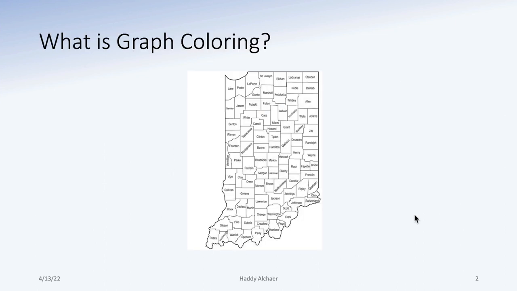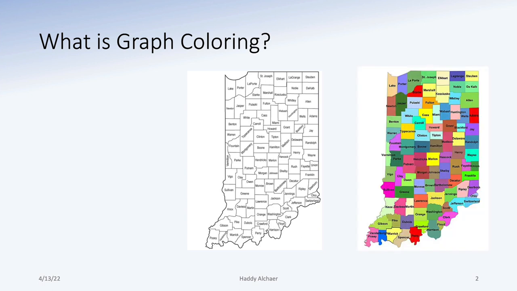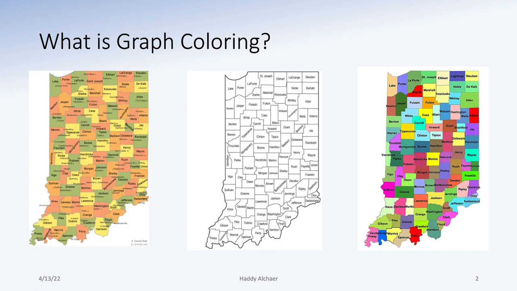Take, for example, this blank county map of Indiana. If you wanted to color each county on this map such that no two neighboring counties shared the same color, how would you do it? Well, the most obvious solution would be to give each county its own unique color. But what if you were limited by the number of colors you could use? Could you color this map with only 4 colors? How about 3 or 2?